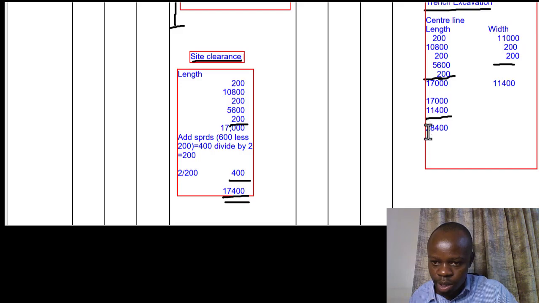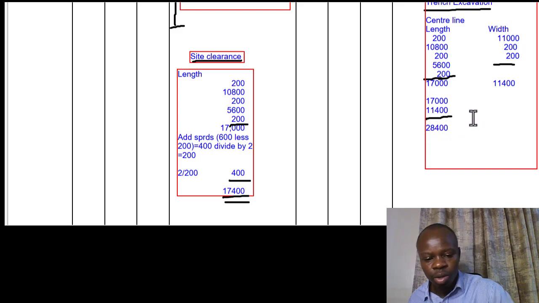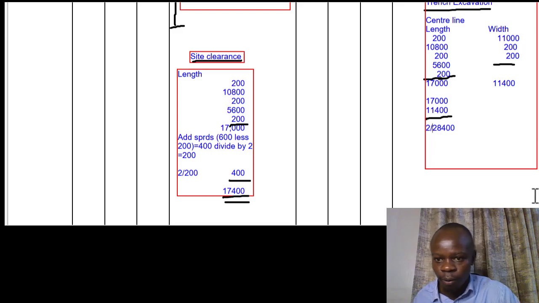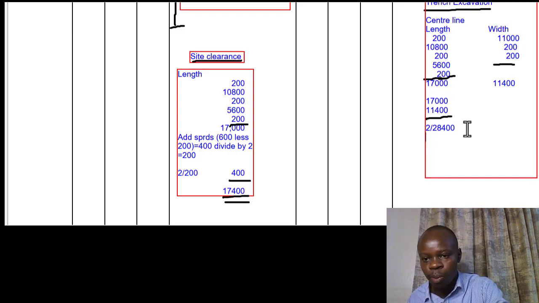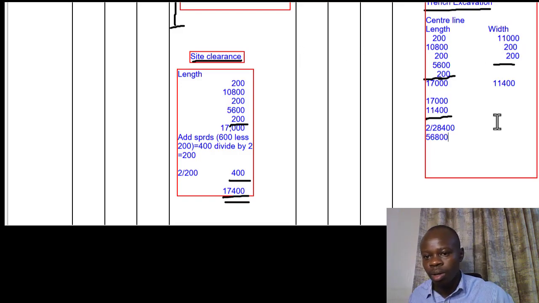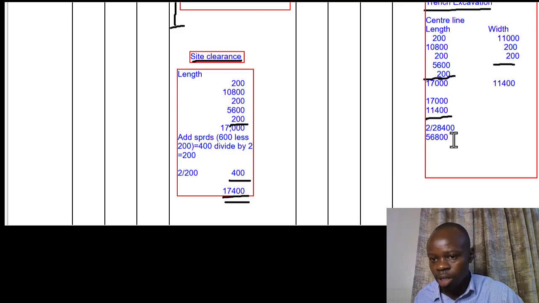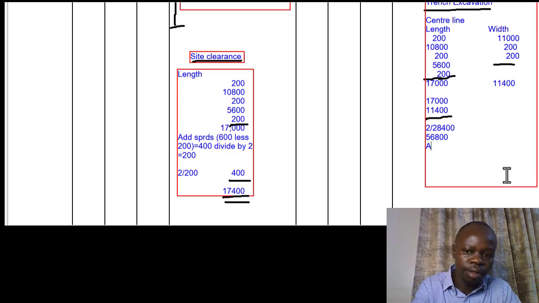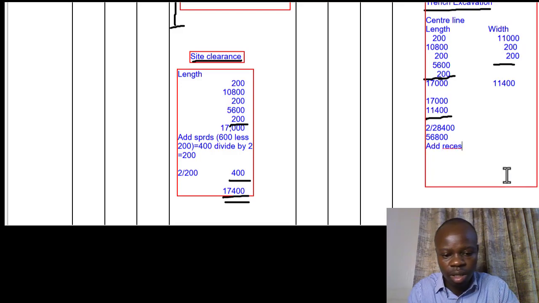Okay, so you just do 28,400 times 2, and then you get what is supposed to be the perimeter on the outside. So when you do 28,400 times 2, you get 56,800. 56,800, and then you now add the recesses.